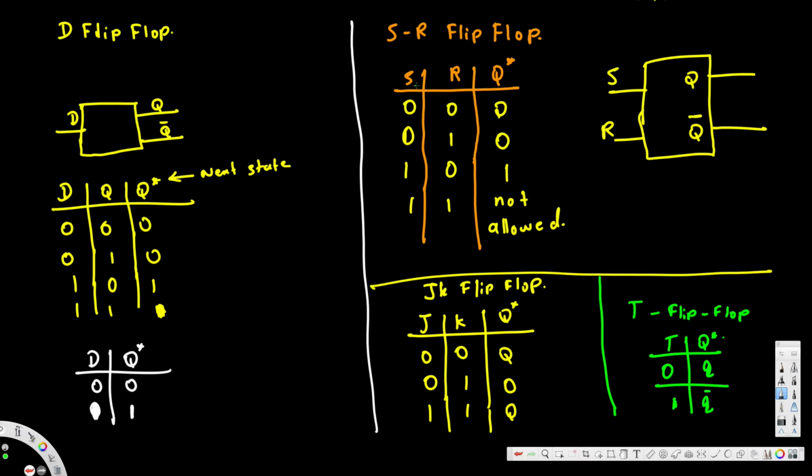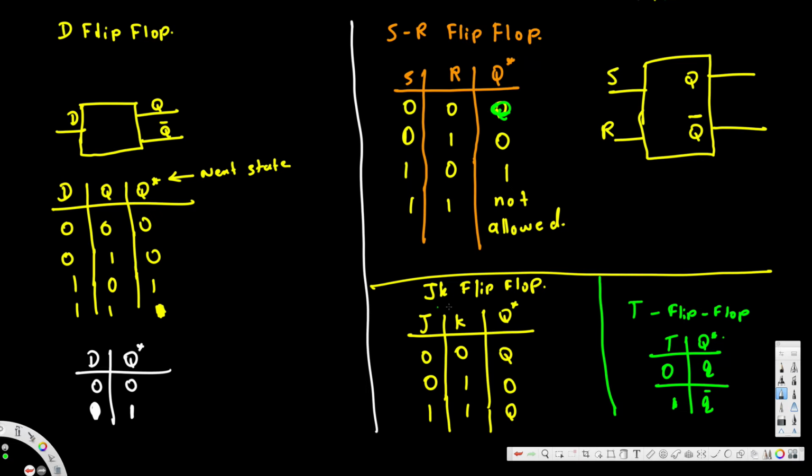SR flip-flop is when S is 0 and R is 0, Q asterisk is Q. When S is 0 and R is 1, Q asterisk is 0. When S is 1 and R is 0, Q asterisk is 1. And when S is 1 and R is 1, Q asterisk is not allowed. Okay, and that is the SR flip-flop.